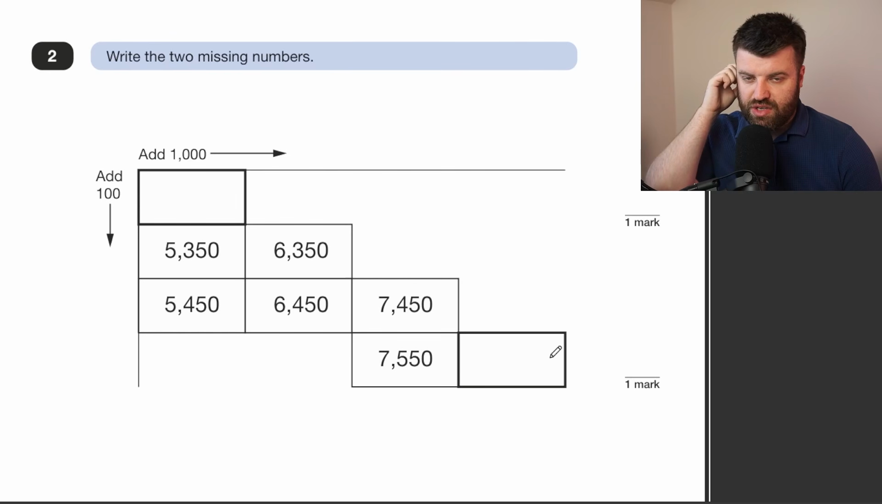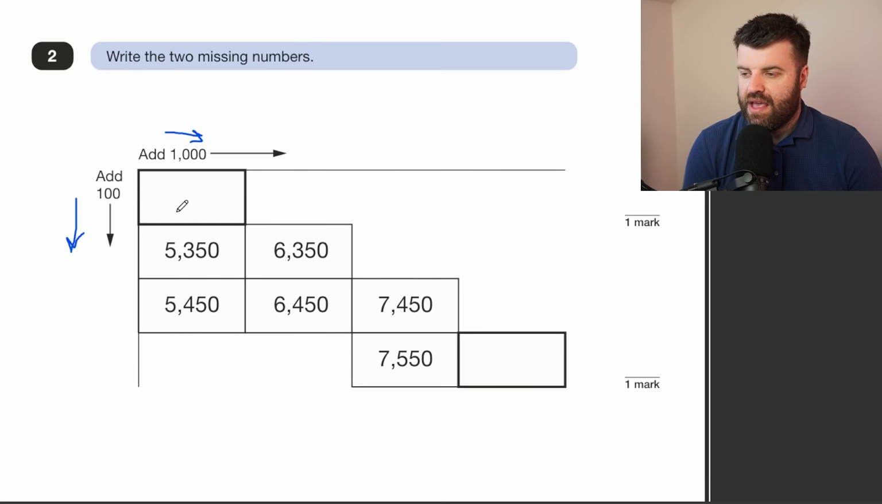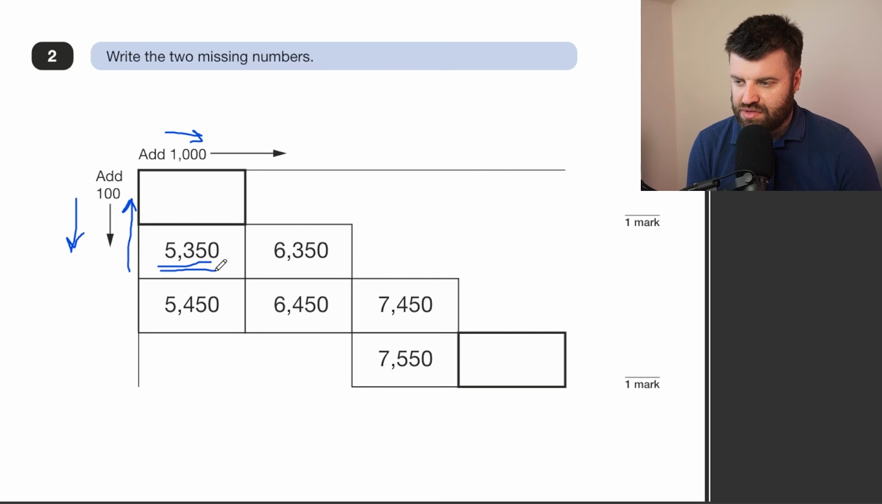Question 2, write the 2 missing numbers. This is an interesting way of portraying adding 1,000 going that way or adding 100 going down. If I want to get to the top left, I need to go backwards. So I'm not going to add 100 from 5,350. I'm actually going to take it away. So here I'm going to get 5,250, which fits the rule nicely.